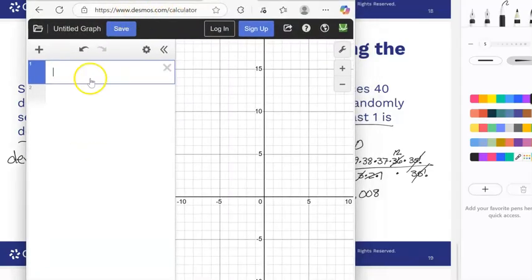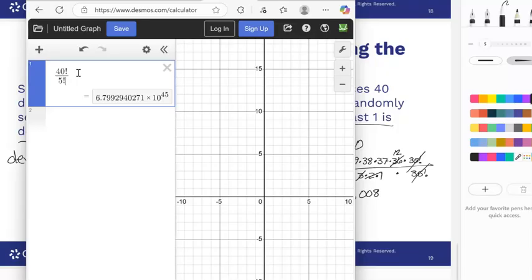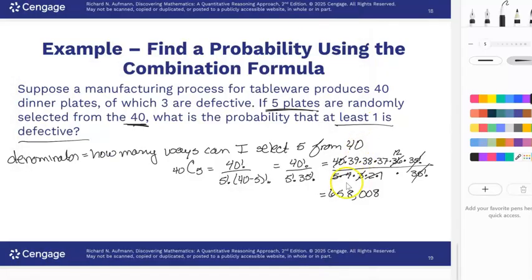Now, I could do this in Desmos also. I could type in 40 factorial divided by 5 factorial, 35 factorial, and it's going to give me the same answer. So if you don't want to do it by hand, you can always plug everything into Desmos. So there's my denominator. So now let's talk about that numerator and what the complement of this is going to look like.